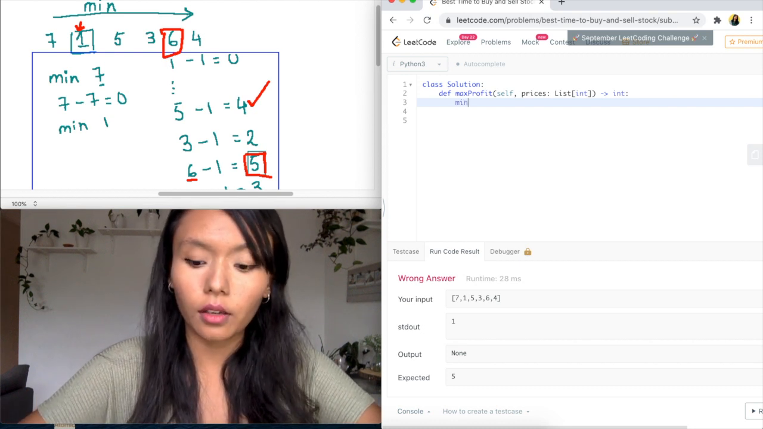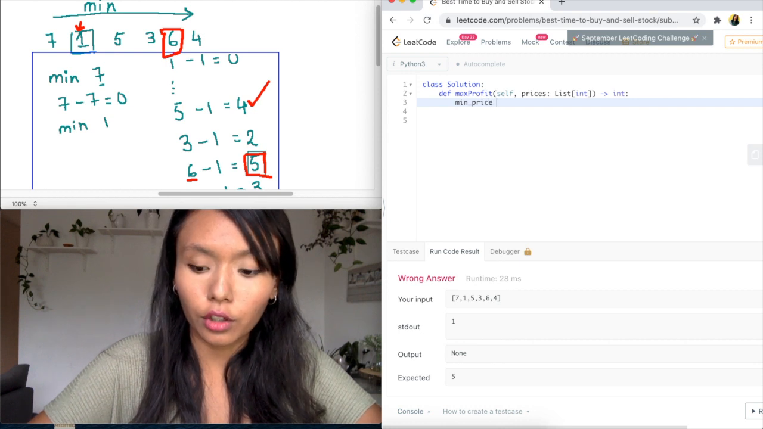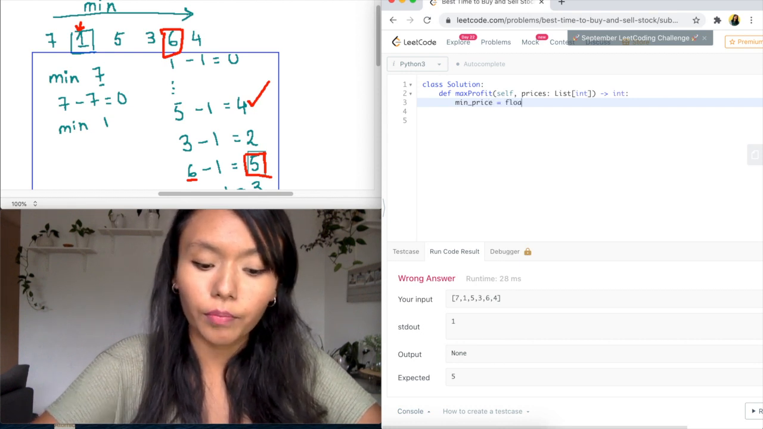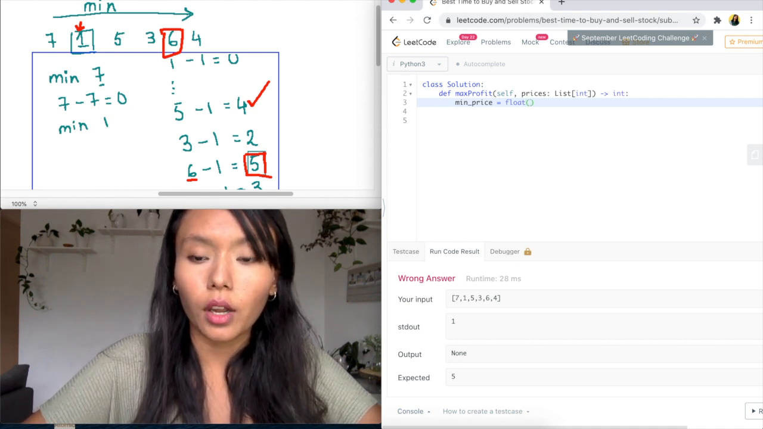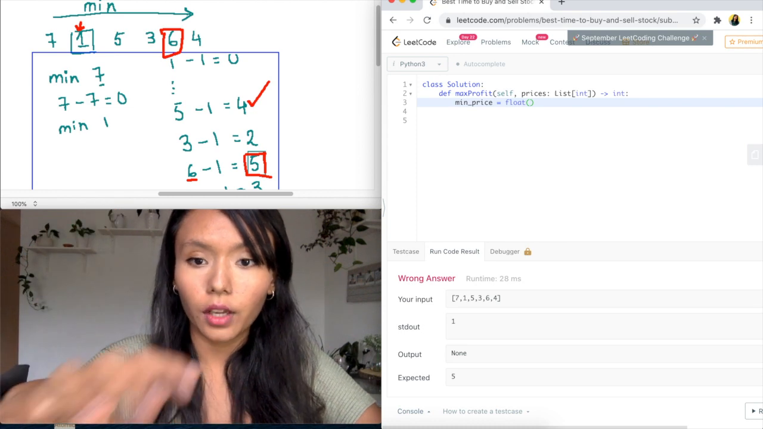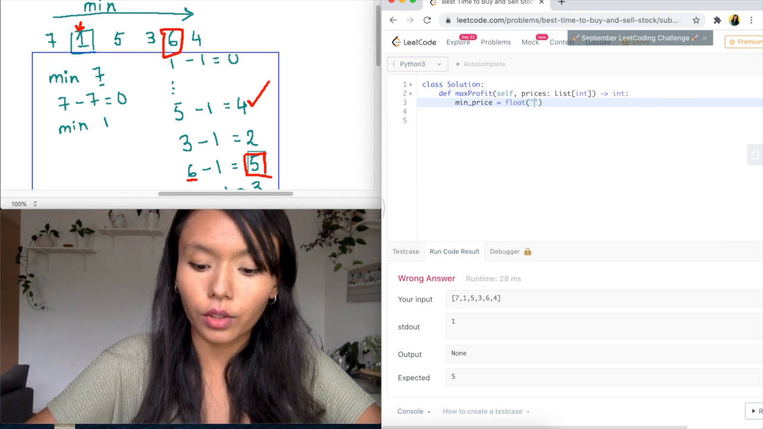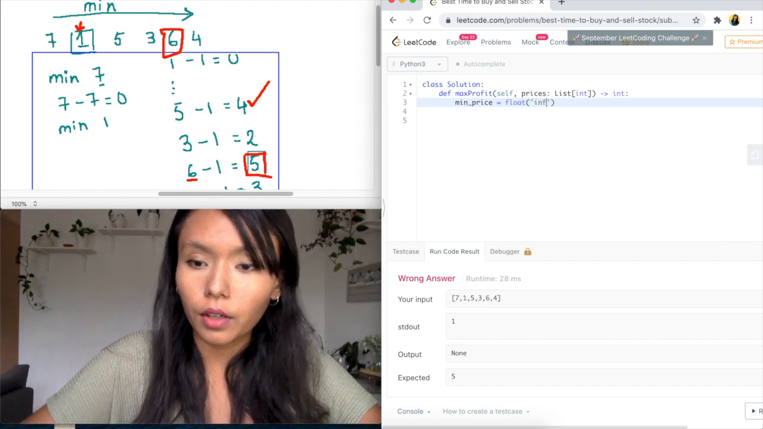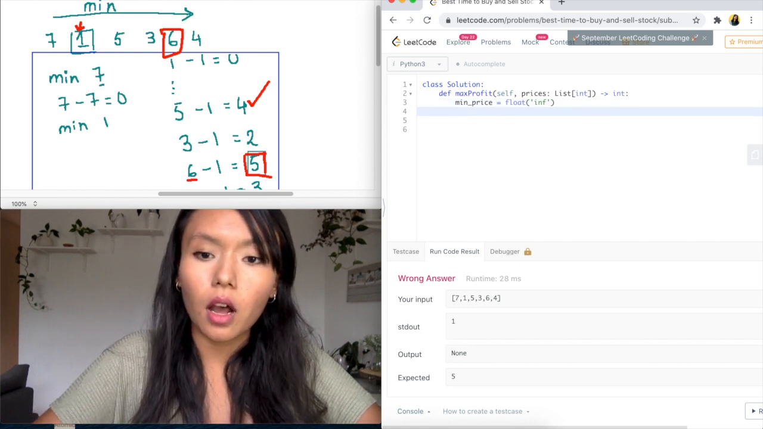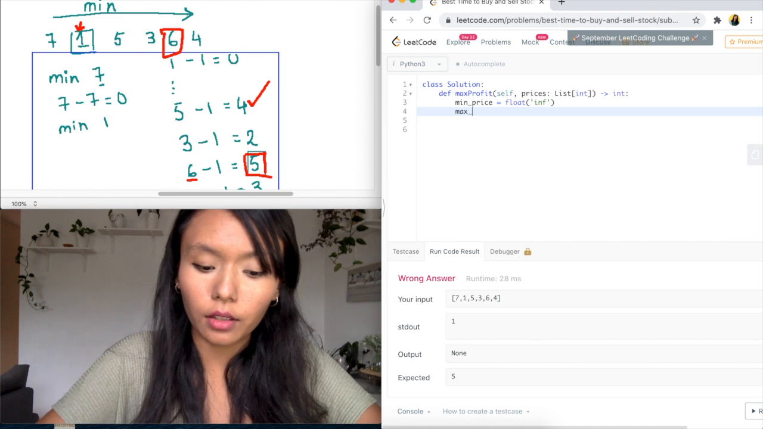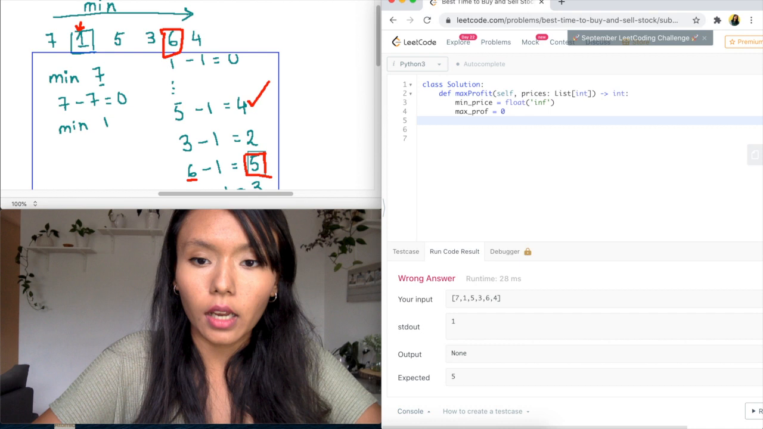So I can say min price, and we will initialize this to infinity, because we're going to compare it to all the items and take the lowest of the current minimum price and the item we're on. So we'll set that to inf. And now I'm also going to set the max profit. So max profit is going to be 0. And now we can have our for loop.